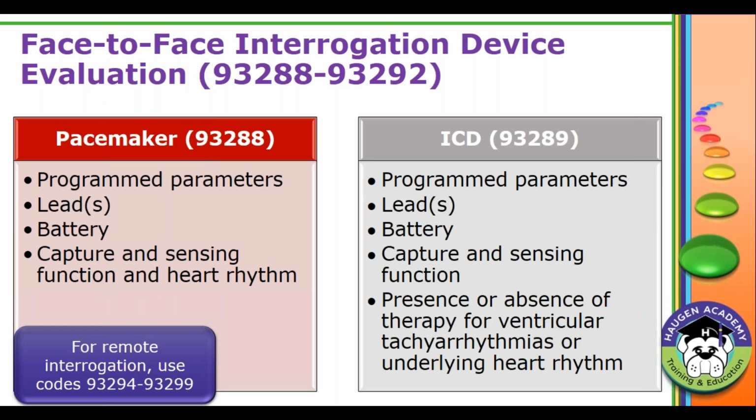And the interrogation looks at, again, just the device. The codes 93288 and 93289 are for face-to-face interrogation, but with recent technology, we can now do this remotely as well, and the code range for that is shown in the purple box here on the bottom of your screen.